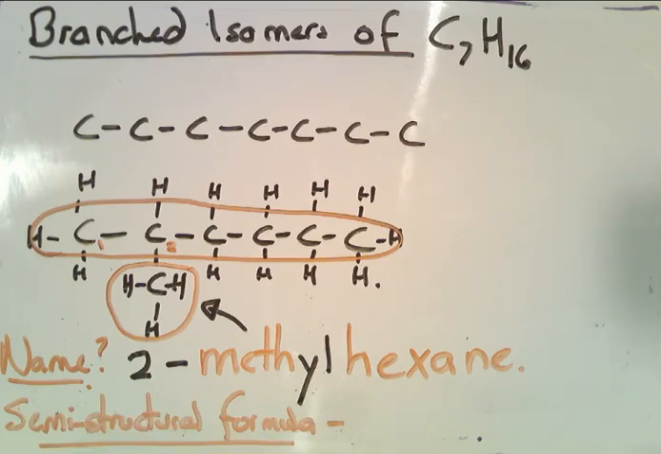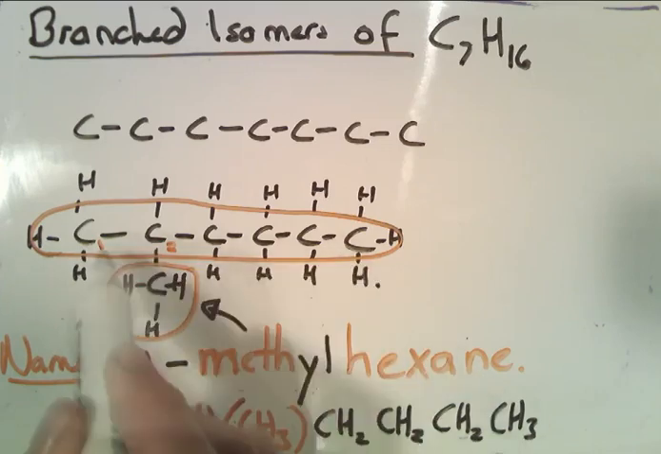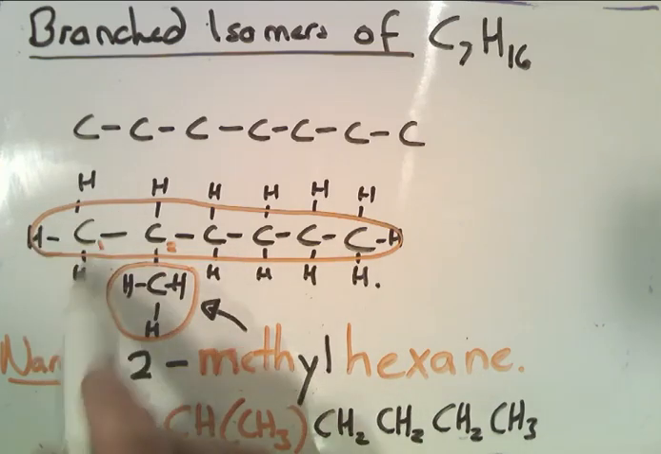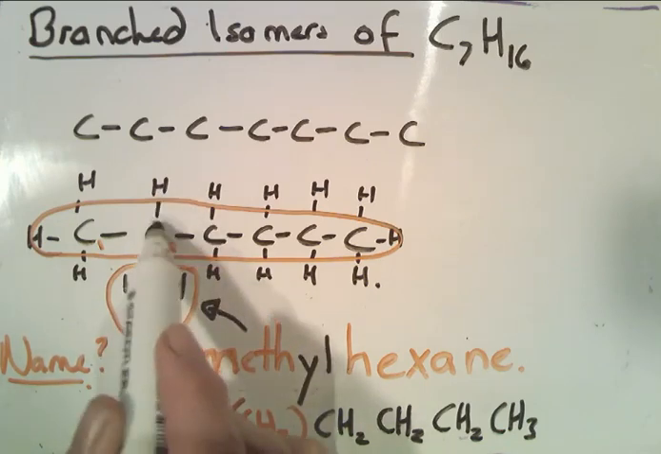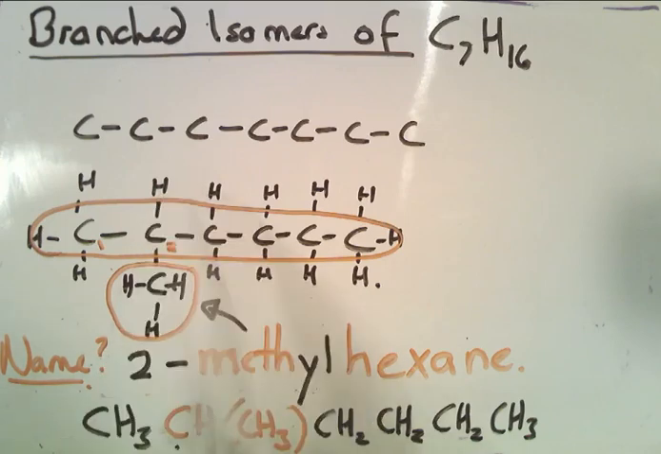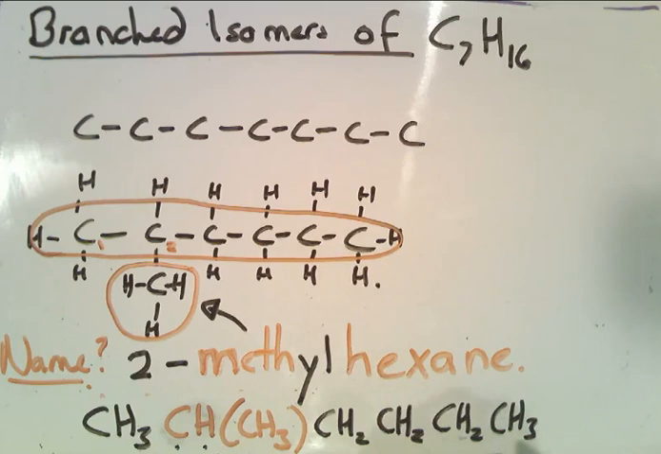Now we need to do the semi-structural formula for this. We work our way along the carbon chain. The first carbon has CH3. I've done this carbon here in orange so you can see what's going on. This carbon has a hydrogen attached to it and this methyl group. So we put the methyl group in brackets, so it's a CH3 methyl group. And then CH2, CH2, till CH3 at the end. So all of this here is attached to that carbon.